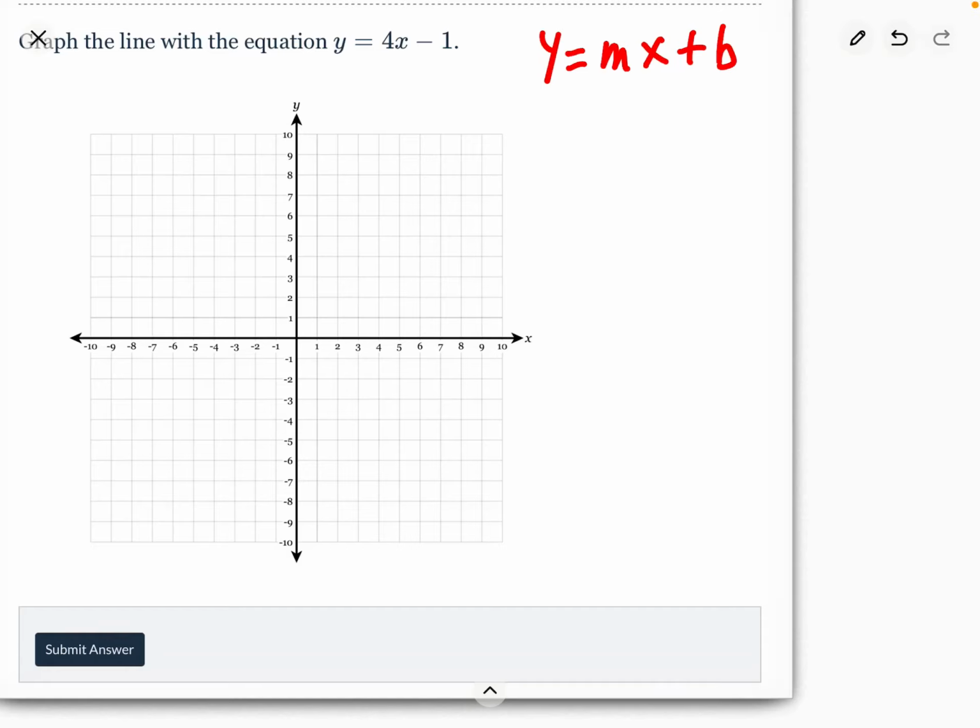Hey, I wanted to show you how to graph linear functions, linear equations, because there's some Delta Math assignments where you have to do that. So let me jump into it.